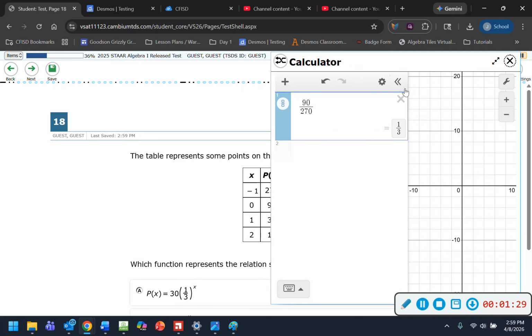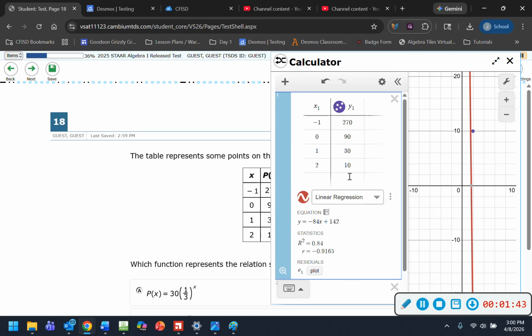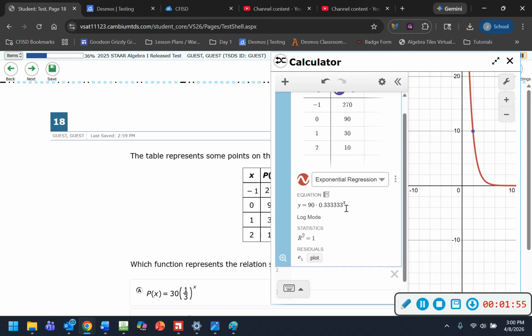Another really powerful tool is Desmos. This works with any function, by the way. It can be quadratic, it can be linear, it can be exponential. If you type in the table and you click the regression button, or whenever you open it initially, it's going to give you a linear function. Well, we know this isn't linear because in the problem they tell us it's exponential. I'm just going to click this drop-down menu and switch it to exponential, and it gives you that function.